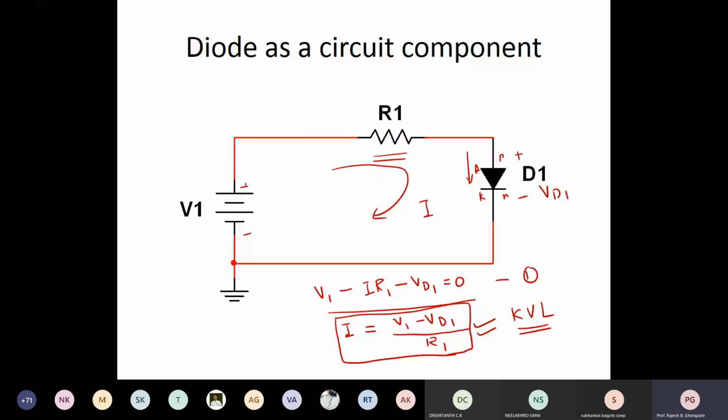They're one and the same. So corresponding to this, I'm having a characteristic, the forward characteristic of the diode, like this. Isn't it? Agreed?